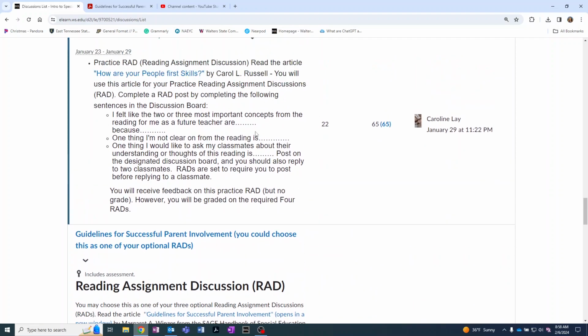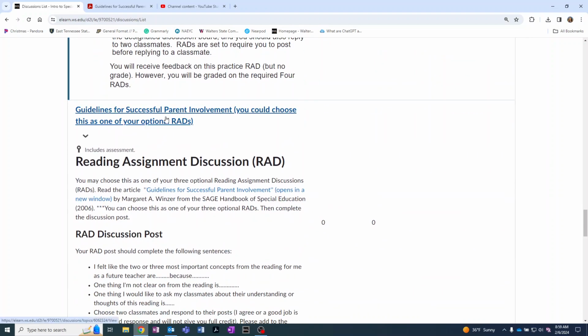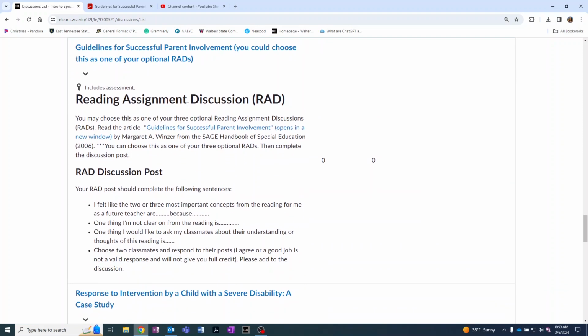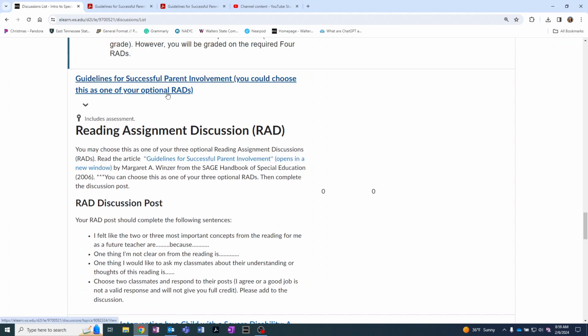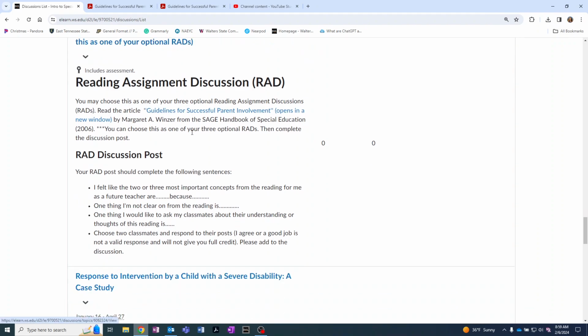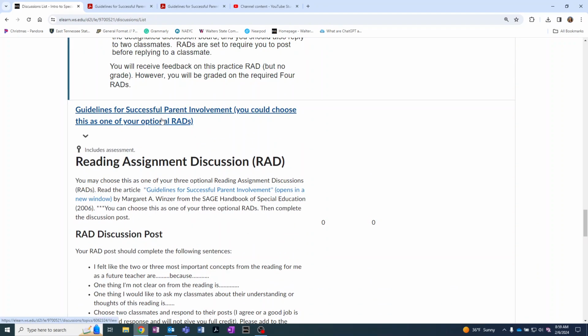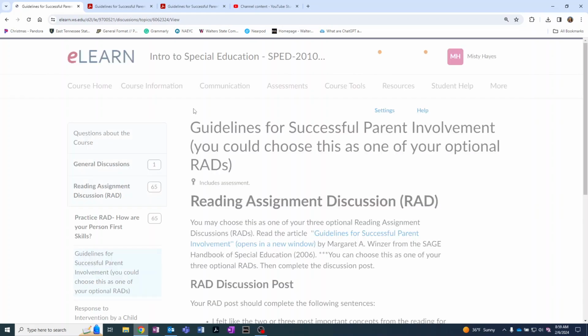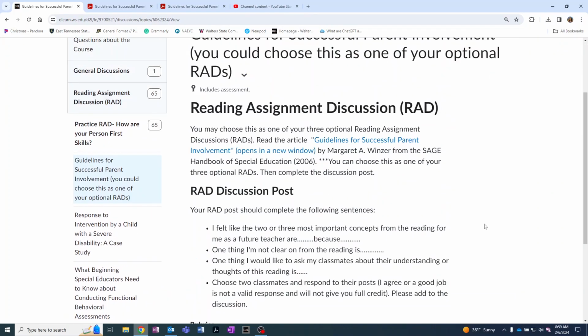The first one obviously was just your practice. This one is guidelines for successful parent involvement. You are going to go ahead and click on that. And then when you click, it's going to have the article there for you. But if you want to get to the actual discussion board itself, you have to click where it's highlighted blue. When you click on it, it's going to take you to the discussion.